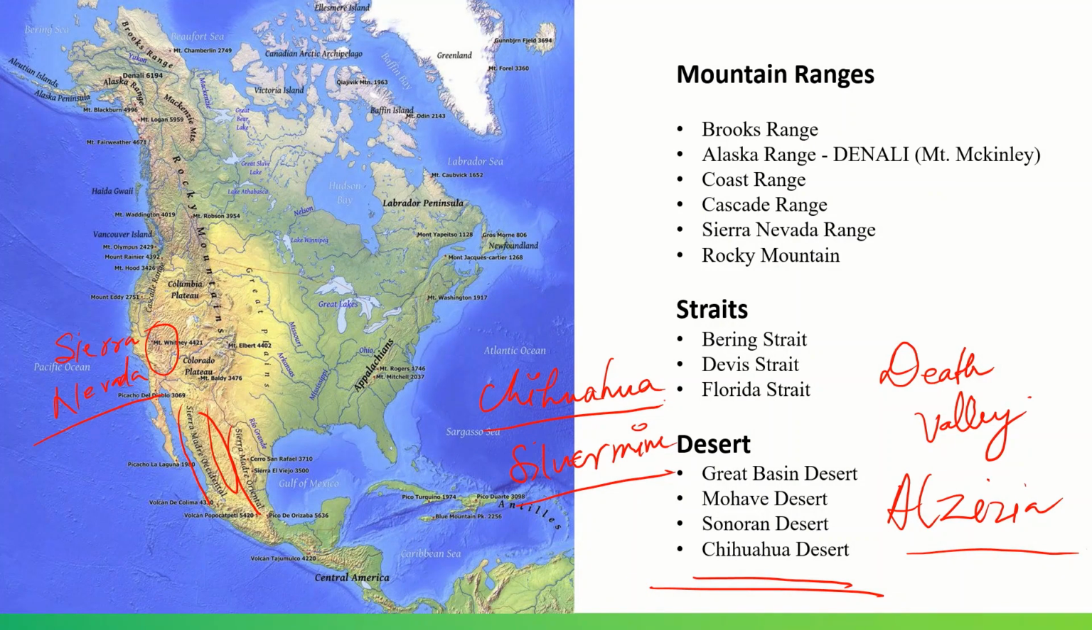Also, the question may be asked in another format: which is the largest producer of silver? Then your answer would be Mexico. That means Mexico is the topmost producer of silver.